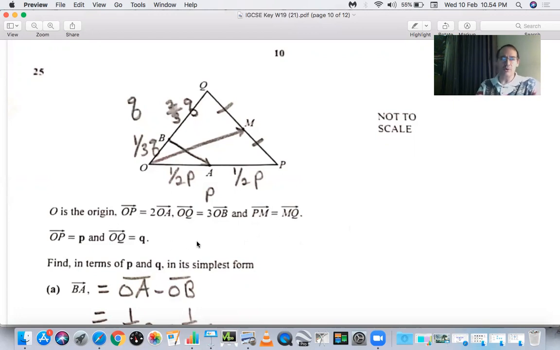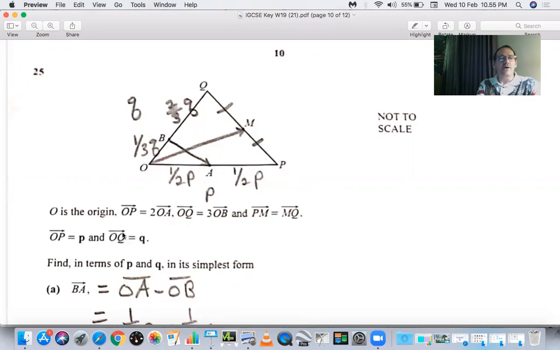So O is the origin, and OP, which is down here, O to P, first of all, is called vector P. So OP is vector P, and OP is twice OA. So if OP is twice OA, then that means A is the midpoint. And if OP is vector P, then OA is half P and AP is also half P.